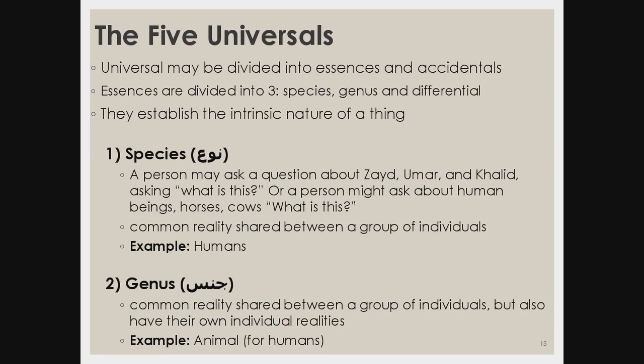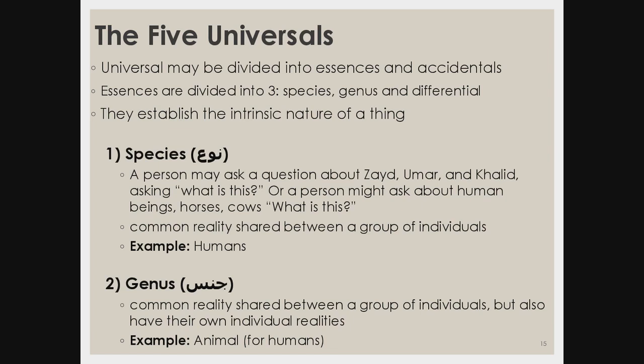When I say, what is this? I'm looking at Zaid, Omar, Khalid, Osman, whoever, and I'm looking at this group of people and I say, what is this? I'm not saying who is this, I'm saying what is this? I'm asking about their whatness, their quiddity. That common reality which is being shared between these people, you'll say they're humans. That's going to be your species, and we're presuming that we're going to define a human. We'll say, what is it? We'll say it's human.